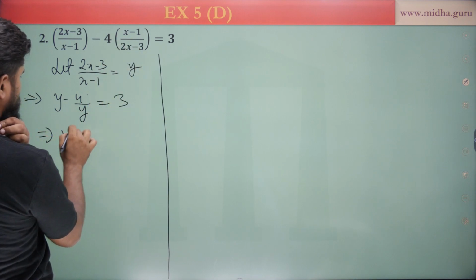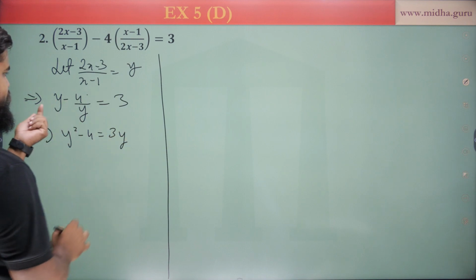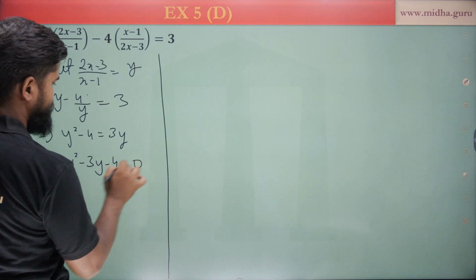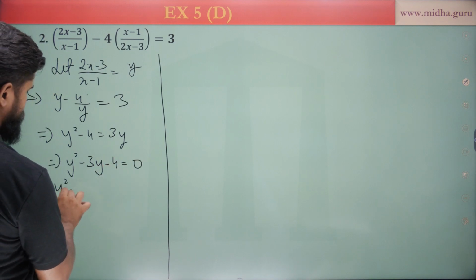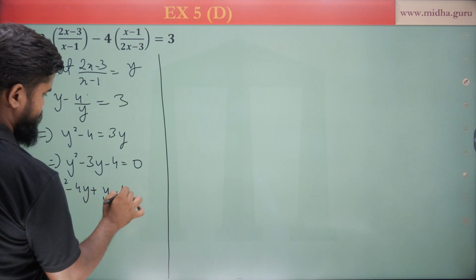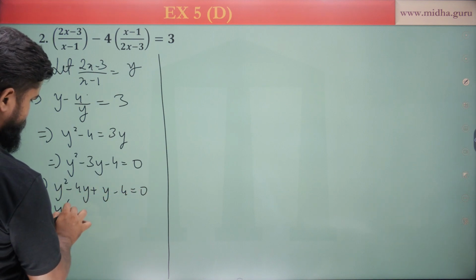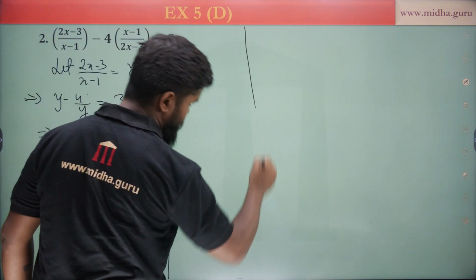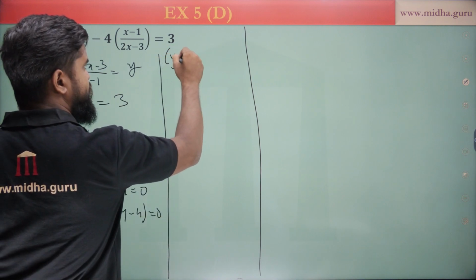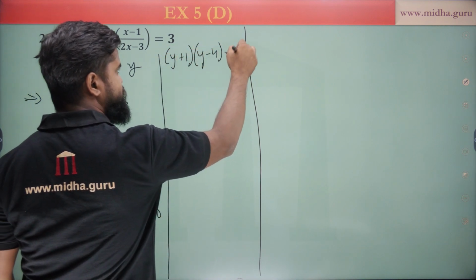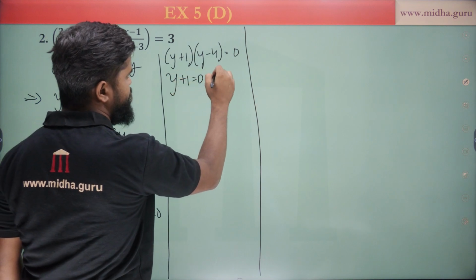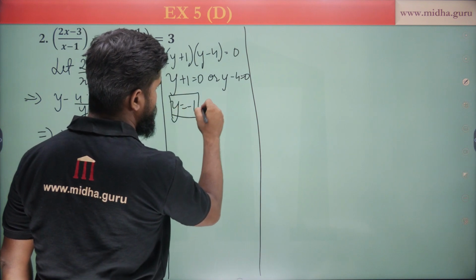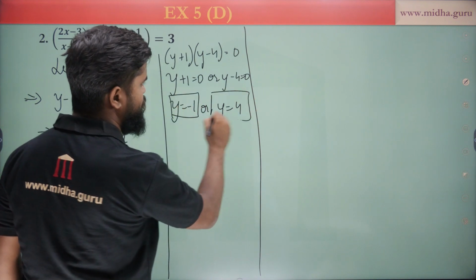So y square minus 4 is equal to 3y. As I take the LCM y and take 3y to the other side, it becomes y square minus 3y minus 4 is equal to 0. I can factorize this by splitting the middle term as such. Now I take y as common, I get y minus 4, plus 1 as common, I get again y minus 4 is equal to 0. Now y plus 1 into y minus 4 is equal to 0. So either y plus 1 is equal to 0 or y minus 4 is equal to 0, which means y is equal to minus 1 or y is equal to 4.